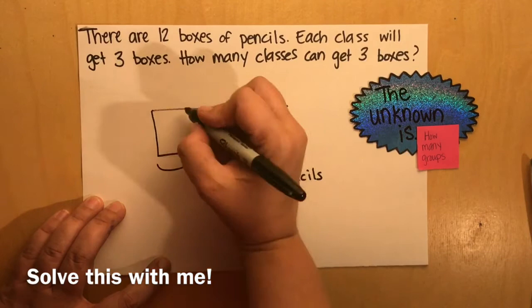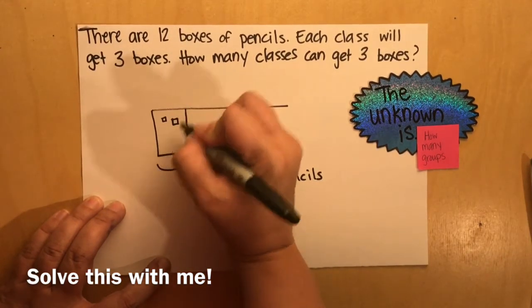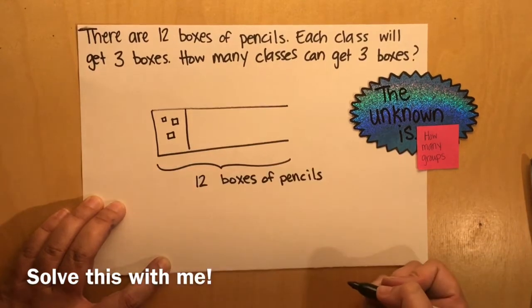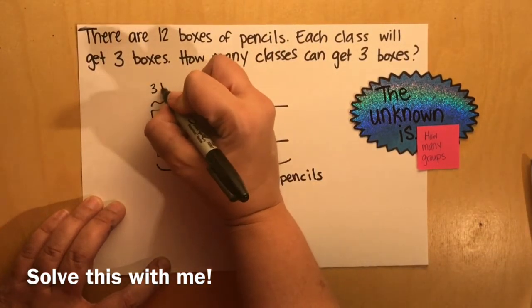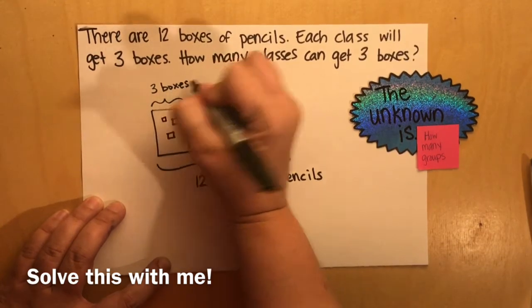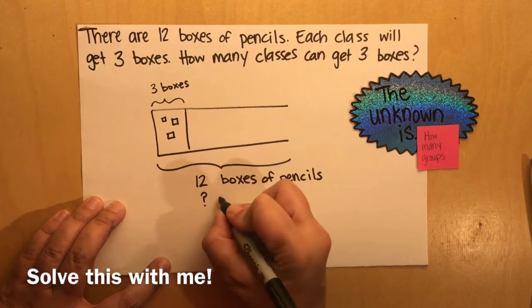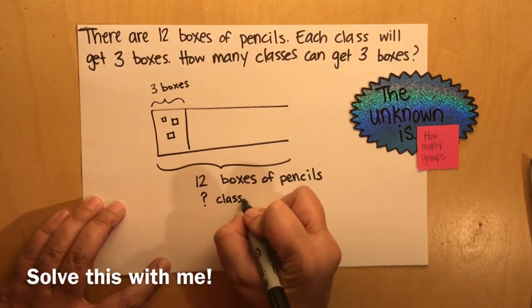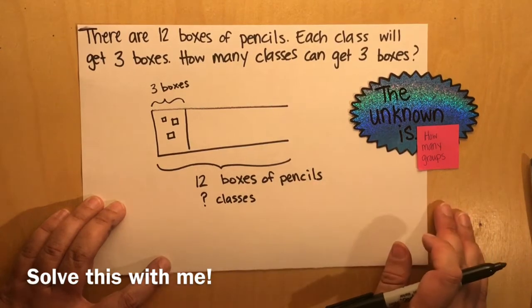I know that in one classroom, they're going to get 3 boxes of pencils. I'm writing down all the information that I do know, so I can think about the information that I don't know. I don't know how many classes are going to get 3 boxes of pencils. So let me complete my tape diagram.